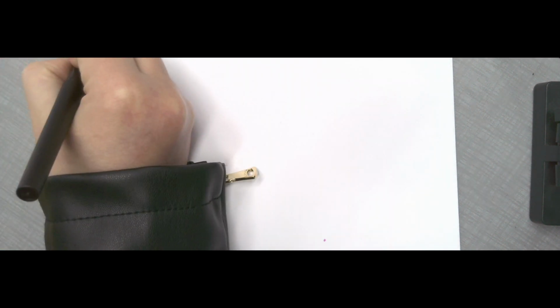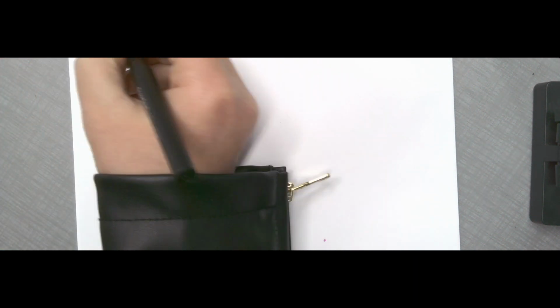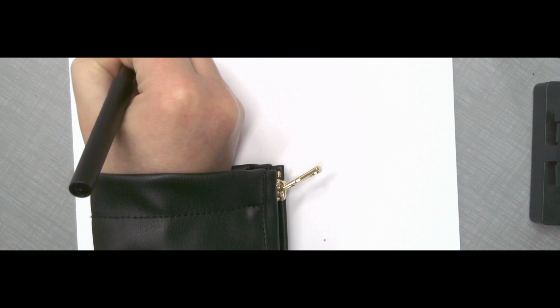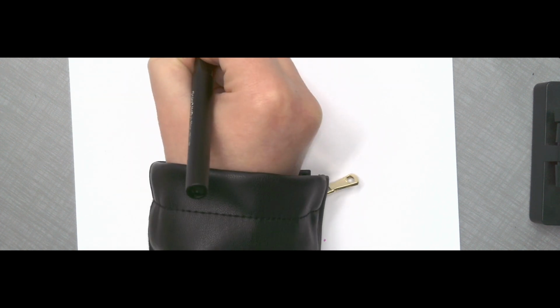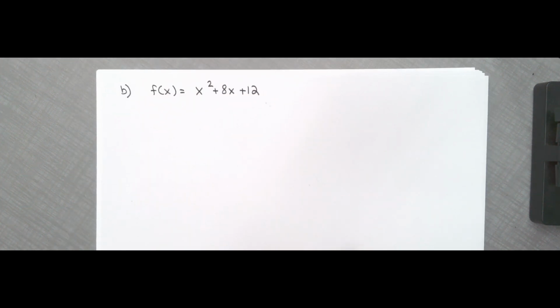Example B. Same thing, f of x is equal to x squared plus 8x plus 12. I'm going to give you a little bit of a head start. Go ahead and try graphing. First solve your axis of symmetry, then find your y value, then find your y-intercept and your vertex, and I'm going to take roll while you guys do that. Please do that right now.